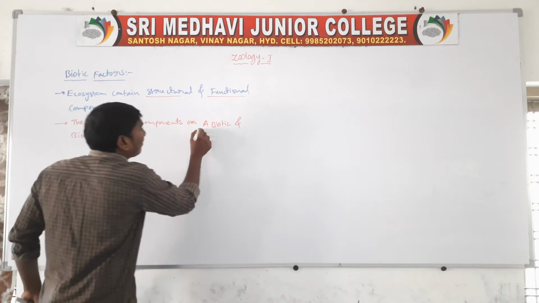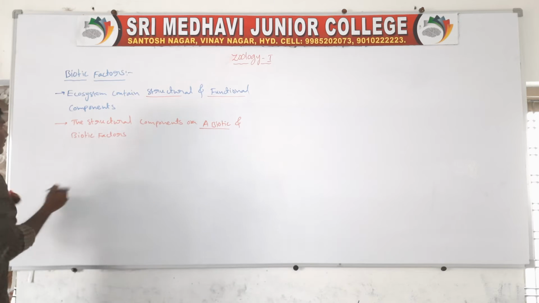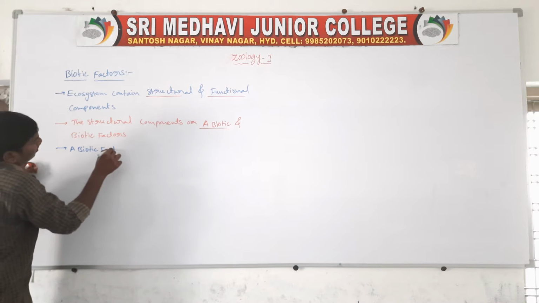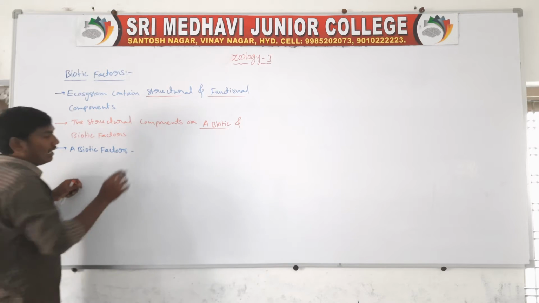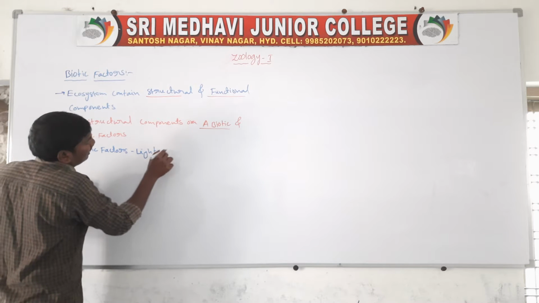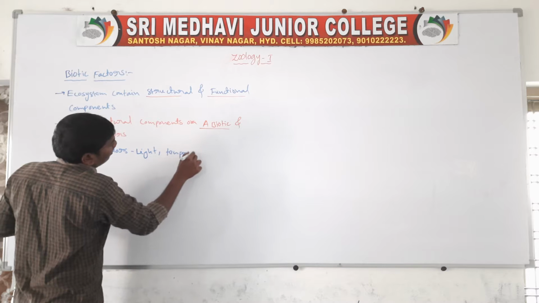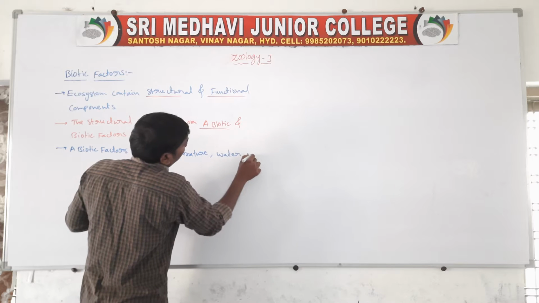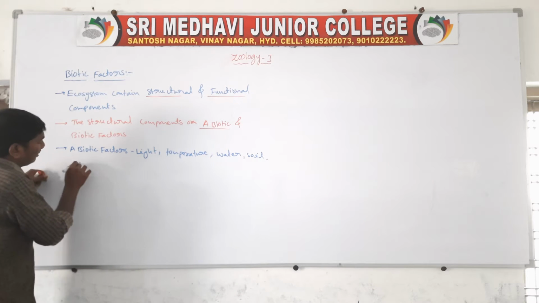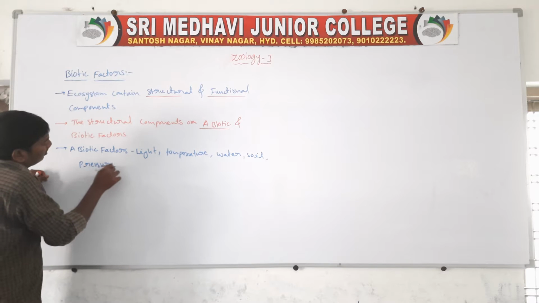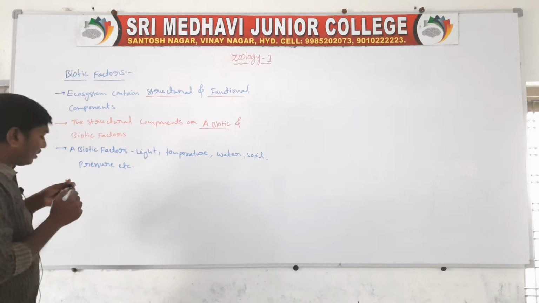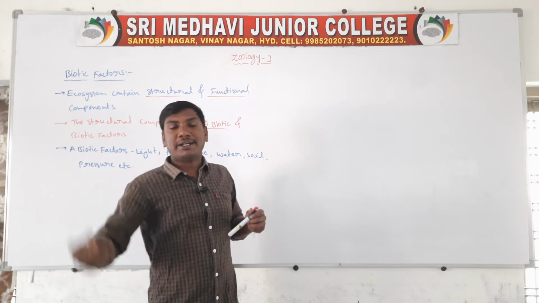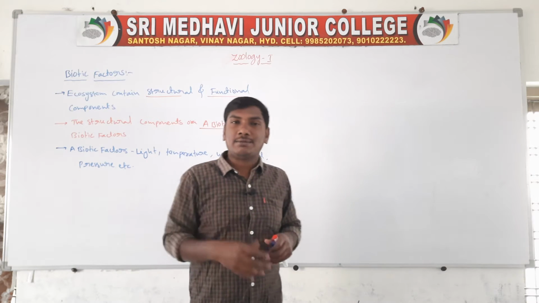First one, abiotic factors. The abiotic factors are light, temperature, water, soil, pressure, etc.